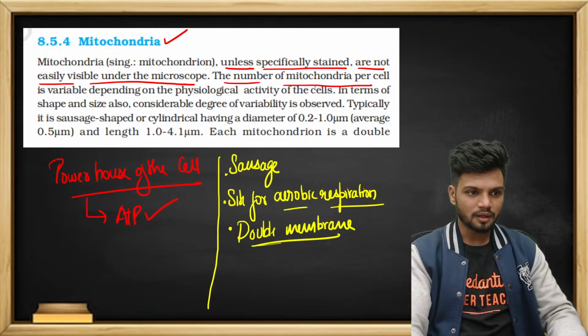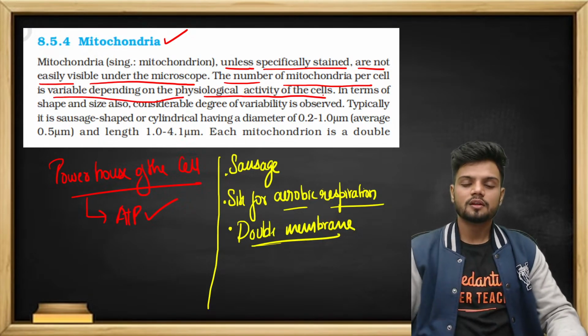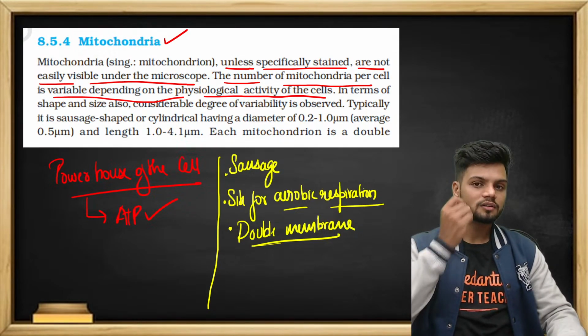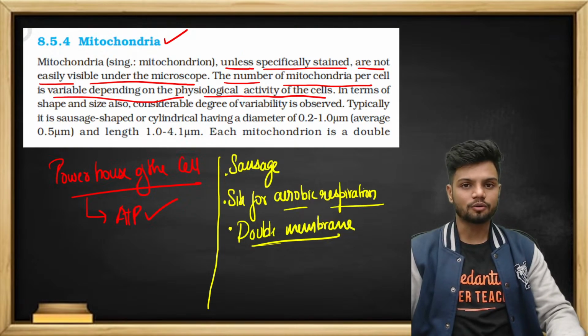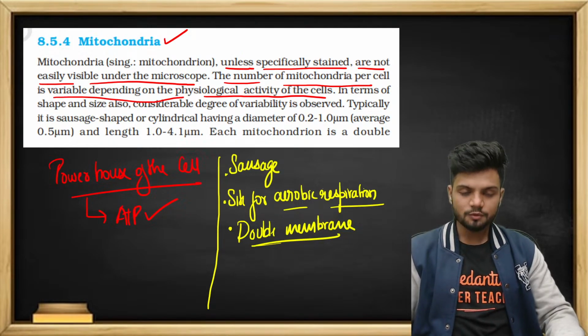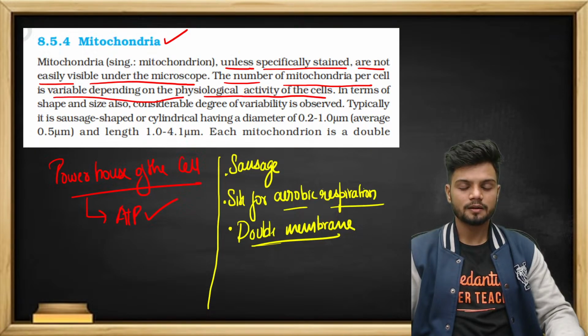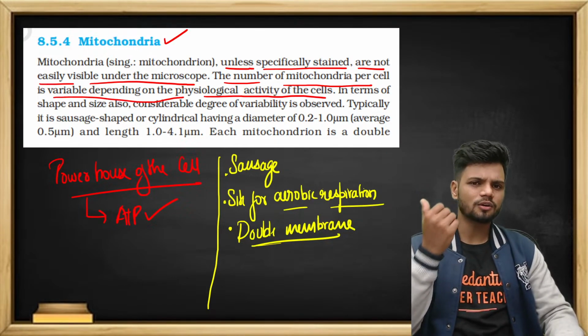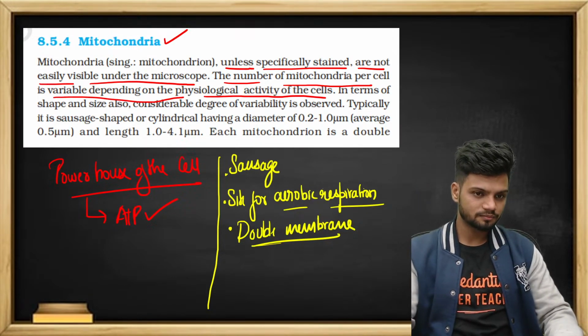The number of mitochondria per cell varies depending upon the physiological activity of the cell. For example, do you need more mitochondria in your heart or in your cheek cell? More mitochondria are required in the heart cell because the requirement is more. So in the heart cell there will be more mitochondria, and in the cheek cell very few because there is no requirement.